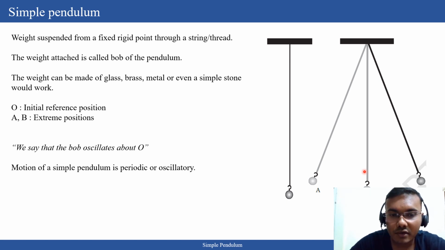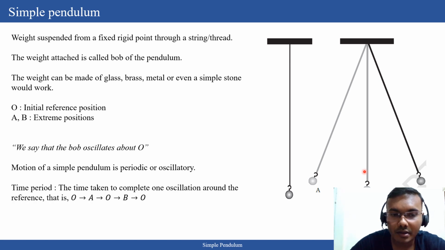So the motion of a simple pendulum is periodic or oscillatory, and the time period is the time taken to complete one oscillation around the reference. Here the reference is O. So we say that the time period of this pendulum would be when we displace it from O to A, then back to O, then to B, and again back to O.